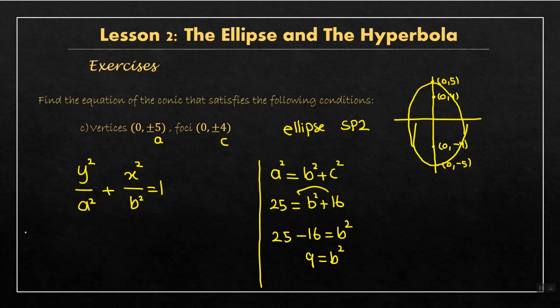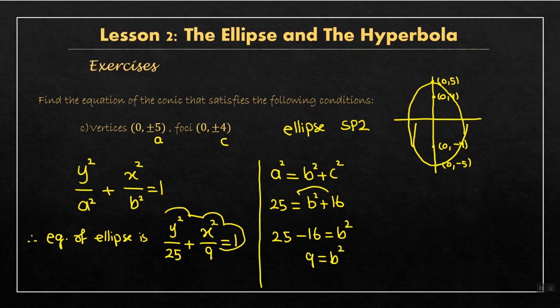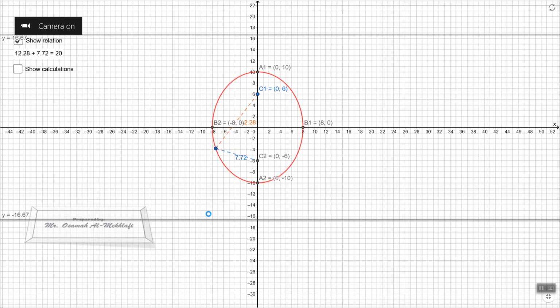So I'm going to use a squared and b squared to write the equation. Therefore, the equation of the ellipse is y squared over 25, because a is 5, a squared is 25, plus x squared over 9, because b squared is 9, equals 1. So this is the equation of the ellipse. Okay? I hope that this one is clear.